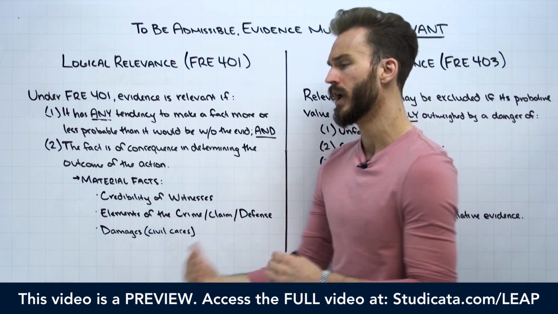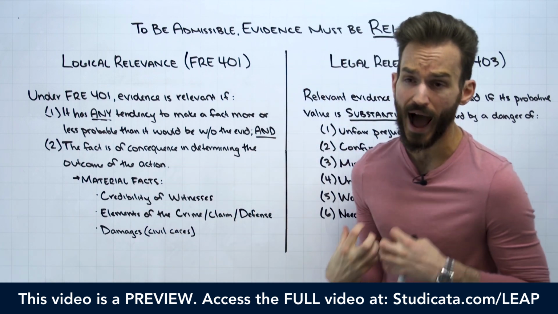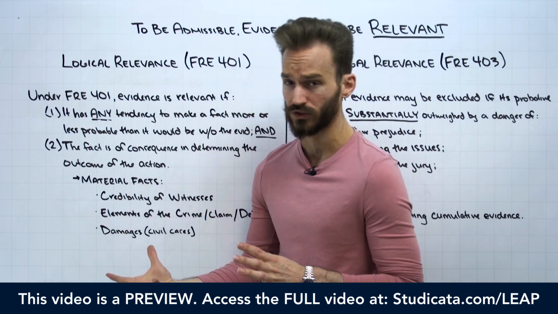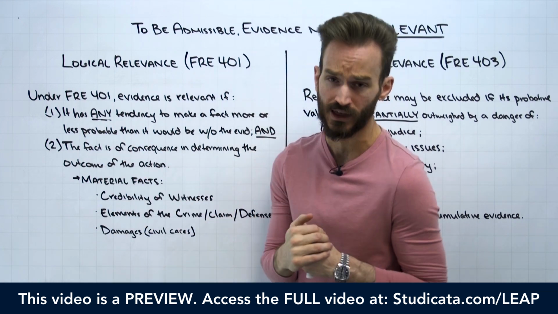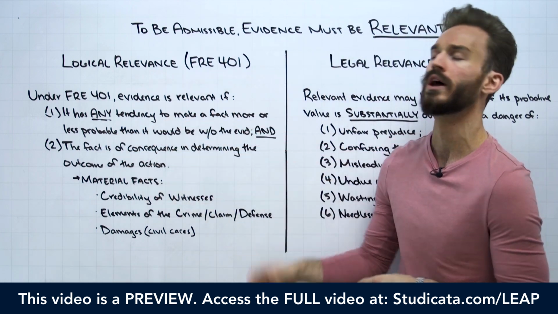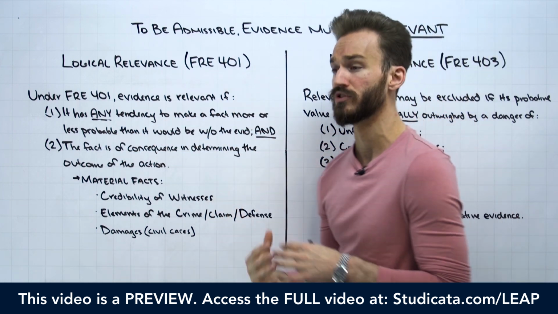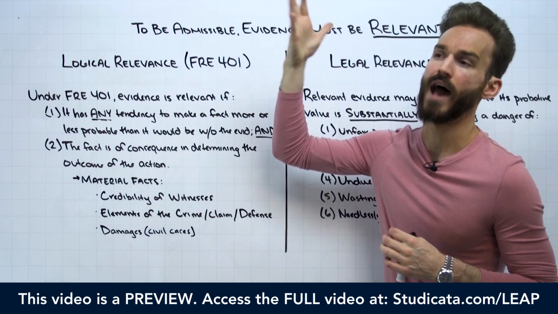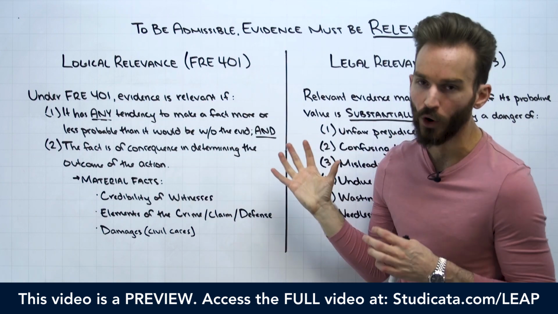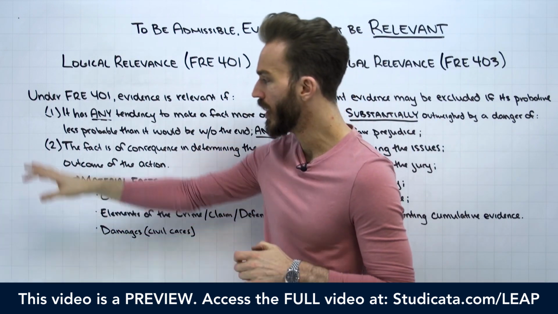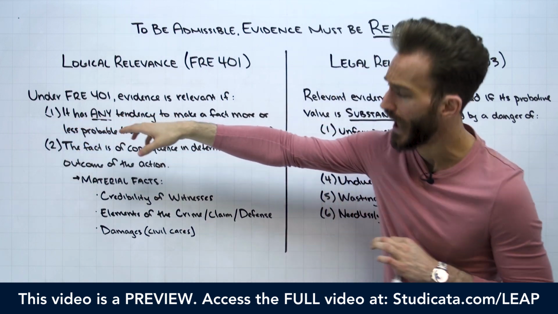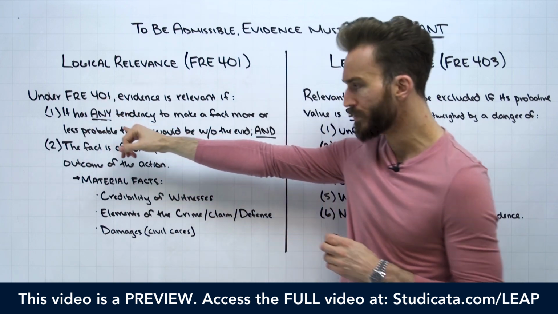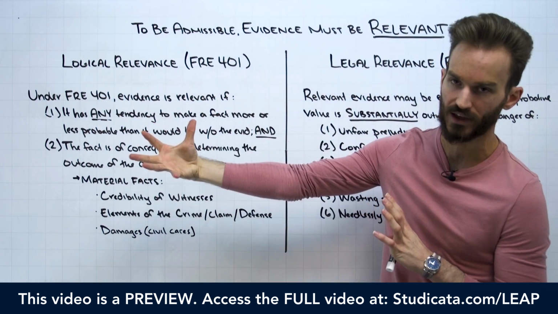Well, yes, sure, right? My eyewitness testimony that I ate pancakes the morning of the accident has a tendency to make the fact as to whether or not I ate pancakes more probable than it would be without the evidence, right? Without the evidence, we have no idea what I ate that morning. With the evidence, we can have a tendency, at least, to know that I had pancakes that morning. So that eyewitness testimony does have a tendency to make the fact as to what I ate for breakfast that morning more probable than it would be without my testimony.